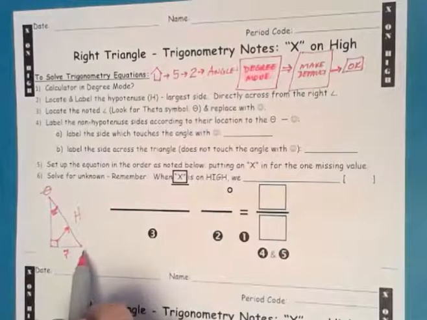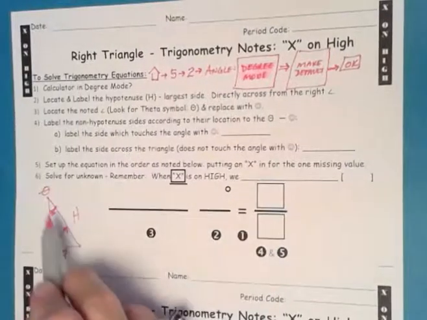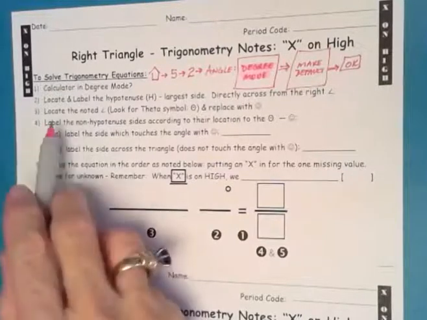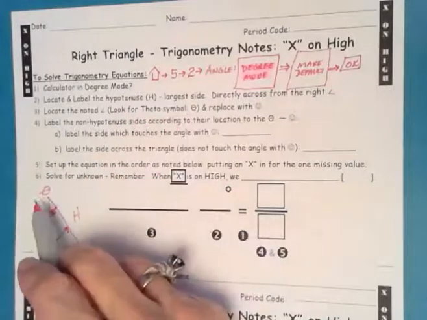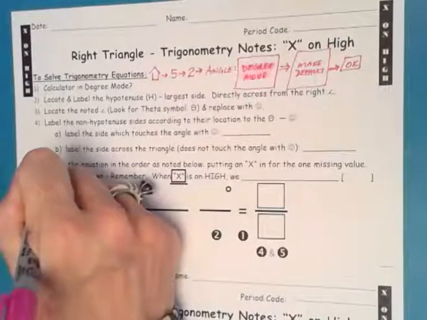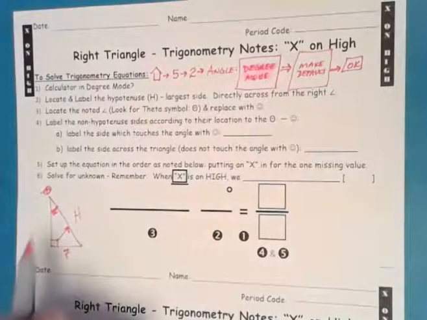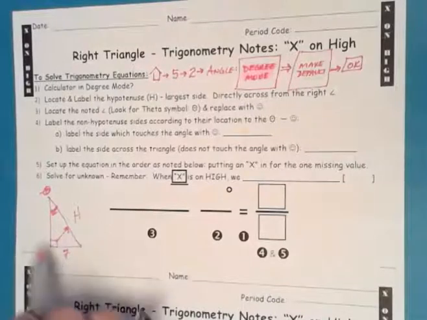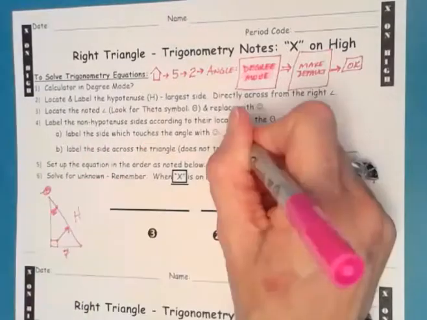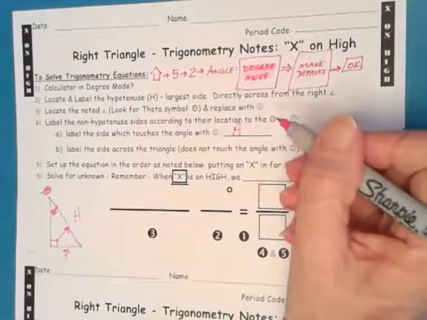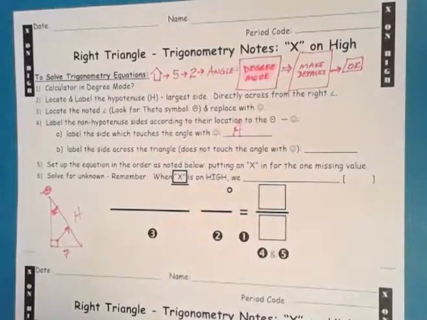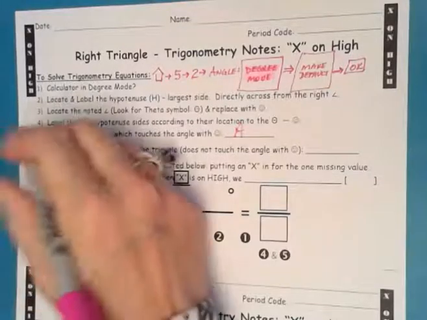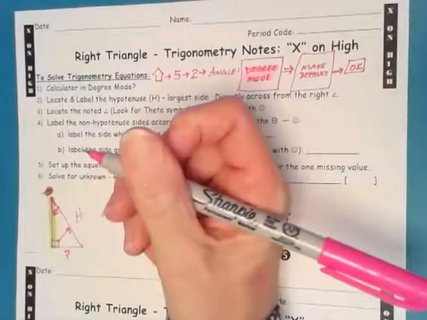It could have been this angle, but it can only be one of the two acute angles. Theta is never the right angle. After you locate the noted angle and put the theta symbol there, I always put a little smiley face in theta to say that's where I'm standing, looking at all three sides. Since I've already located the hypotenuse, I only have to label these two. Label the side which touches the angle with an A. It's adjacent. Okay, so here's our theta, and this green side touches the angle created right here. So here's our adjacent side.